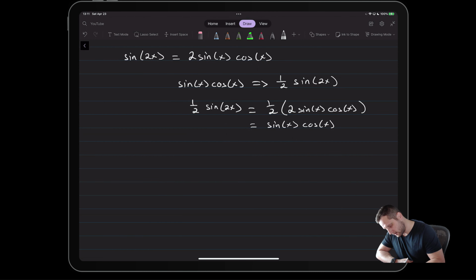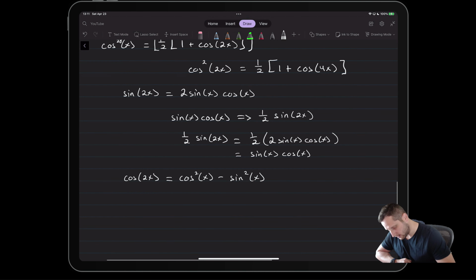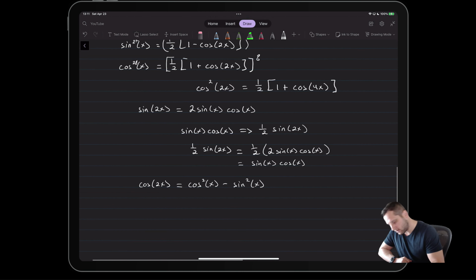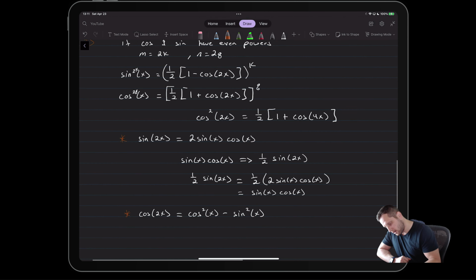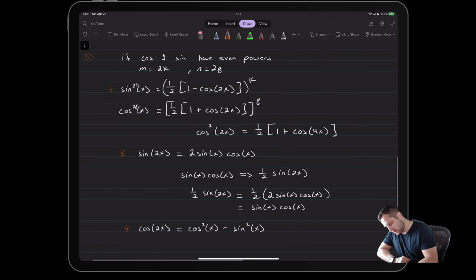And then the other one you might want to know and keep on hand in your brain is cosine 2x is going to be equal to cosine squared of x minus sine squared of x. So these are some helpful identities that you'll want to know, along with this power reduction stuff.